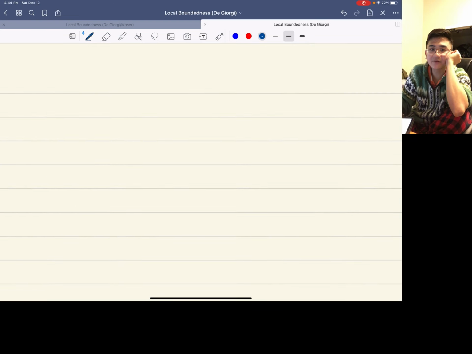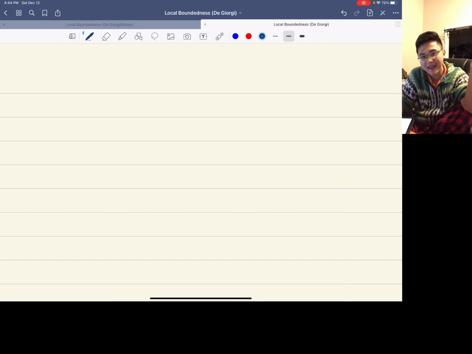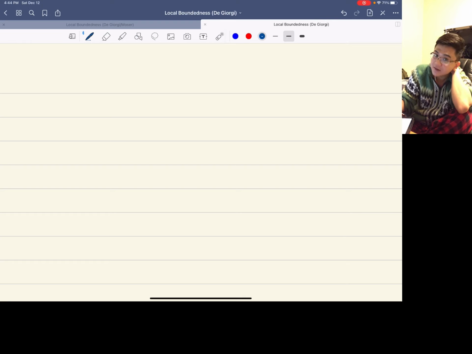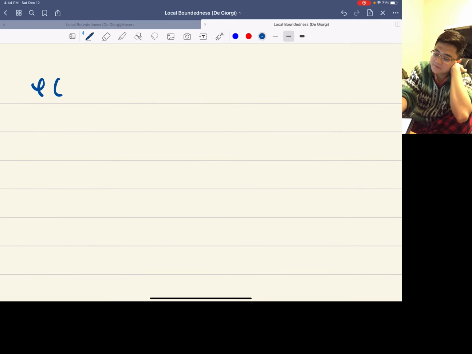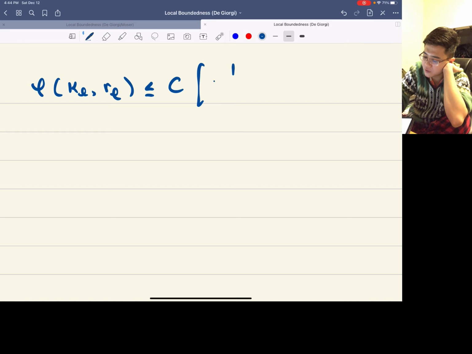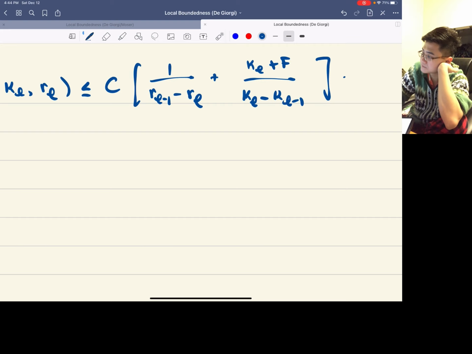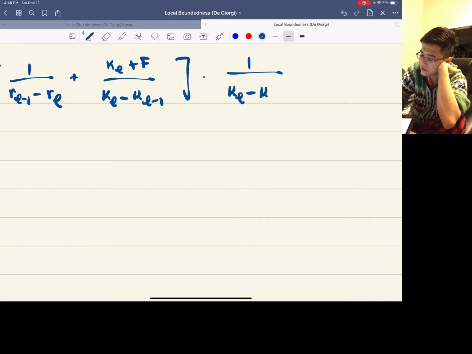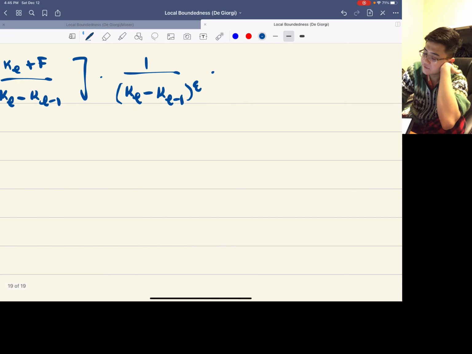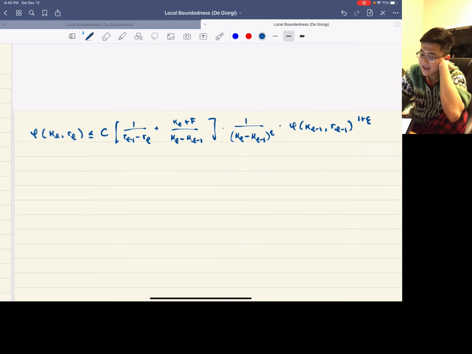So applying now the estimate that we have, which was given for arbitrary H, K, little r, and big R, to R sub L, K sub L's, what we have is phi of bigger K, smaller r, less than or equal to some constant, 1 over bigger R, smaller r, plus bigger K, smaller K, bigger K, smaller K to the epsilon times phi of smaller K, bigger R to the 1 plus epsilon. Yay! So we have this.